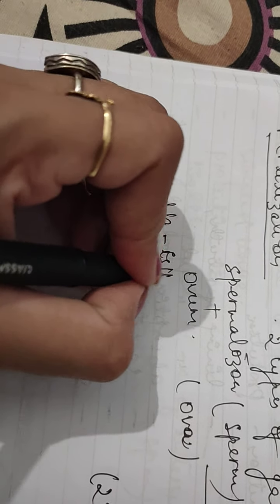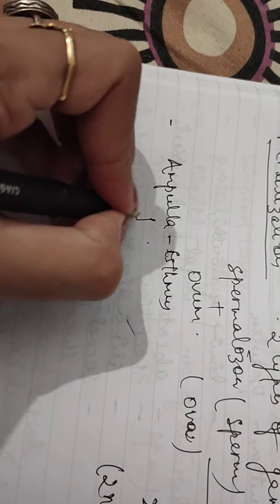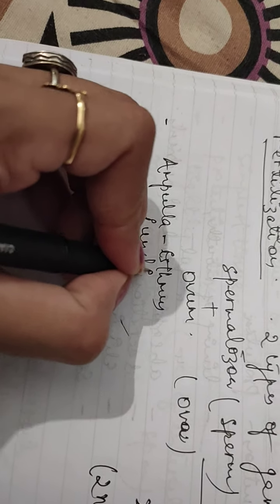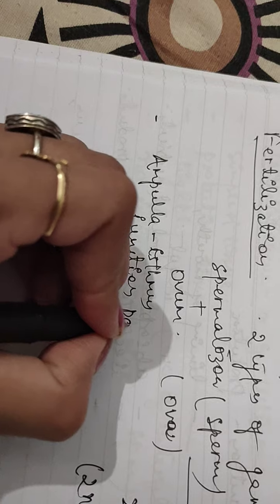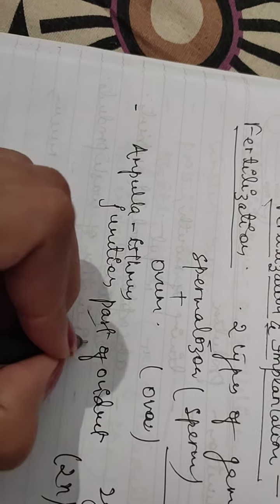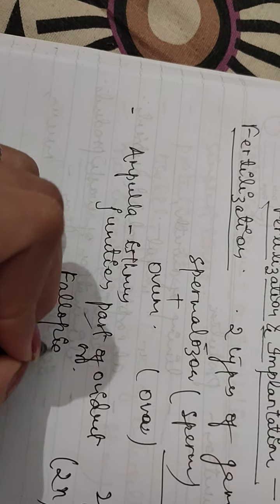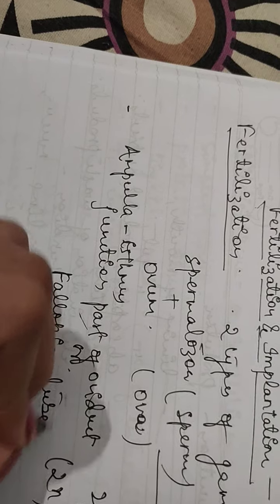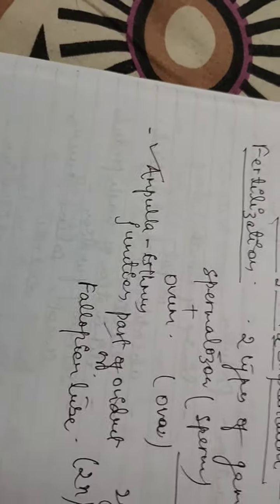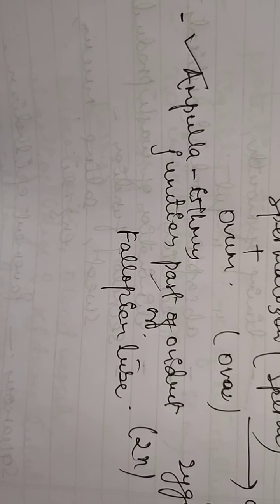Fertilization occurs in human beings inside the ampulla, isthmus junction part of the oviduct or fallopian tube. So the point to remember is: ampulla, isthmus, junction part of the oviduct or fallopian tube. This is also called the ampullary isthmic junction.